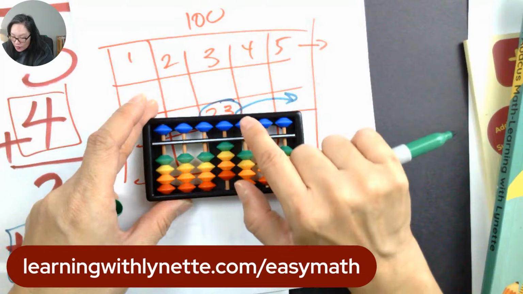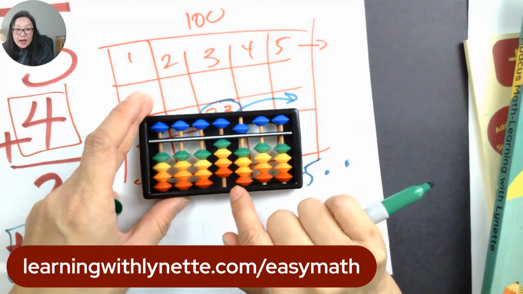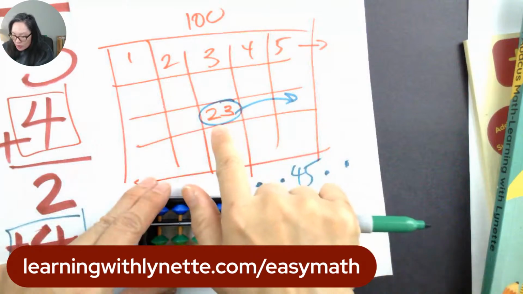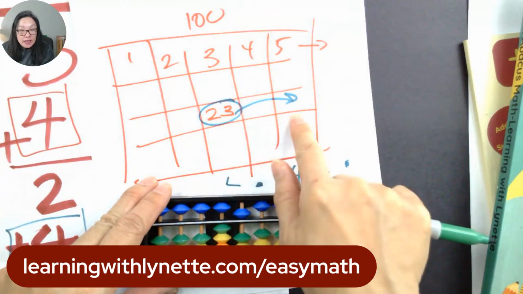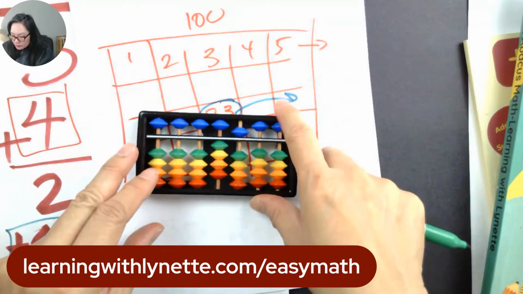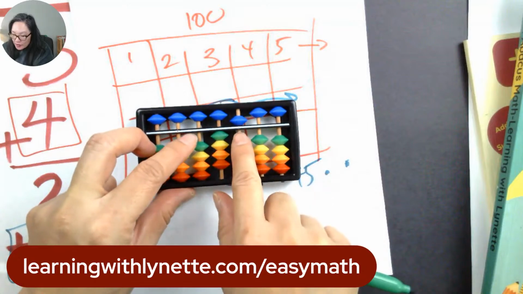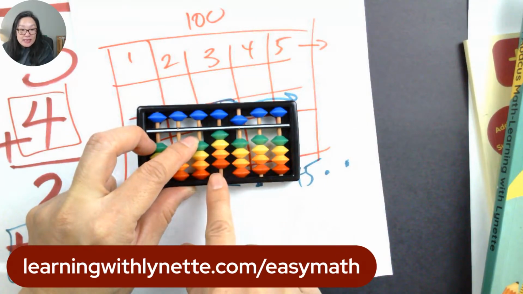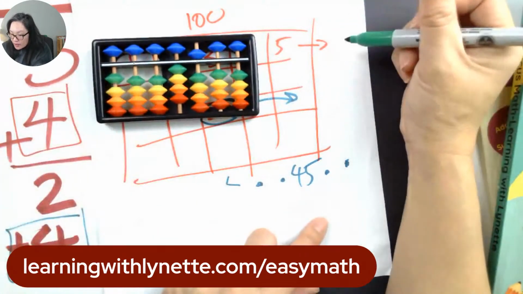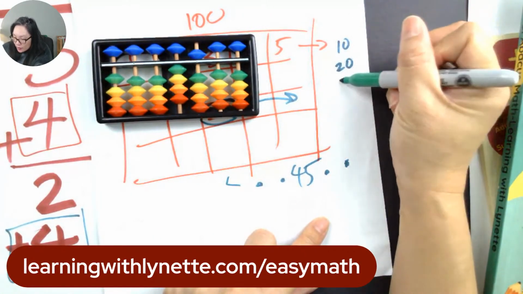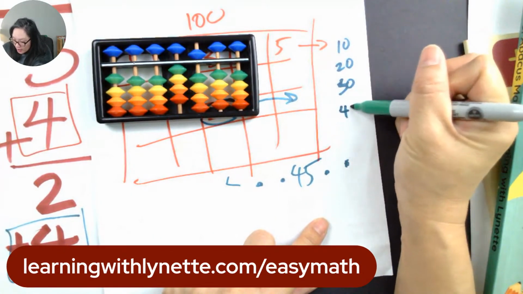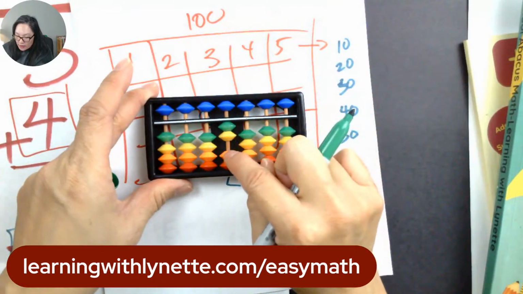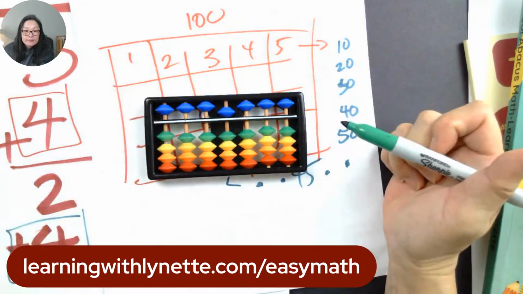The cool thing about the abacus is that it will help them see the numbers as opposed to seeing the symbols of the numbers. And then the other thing is understanding place value. So I know that this is the ones place and this is the tens place. Then when we start talking about 10, 20, 30, 40, and then 50.